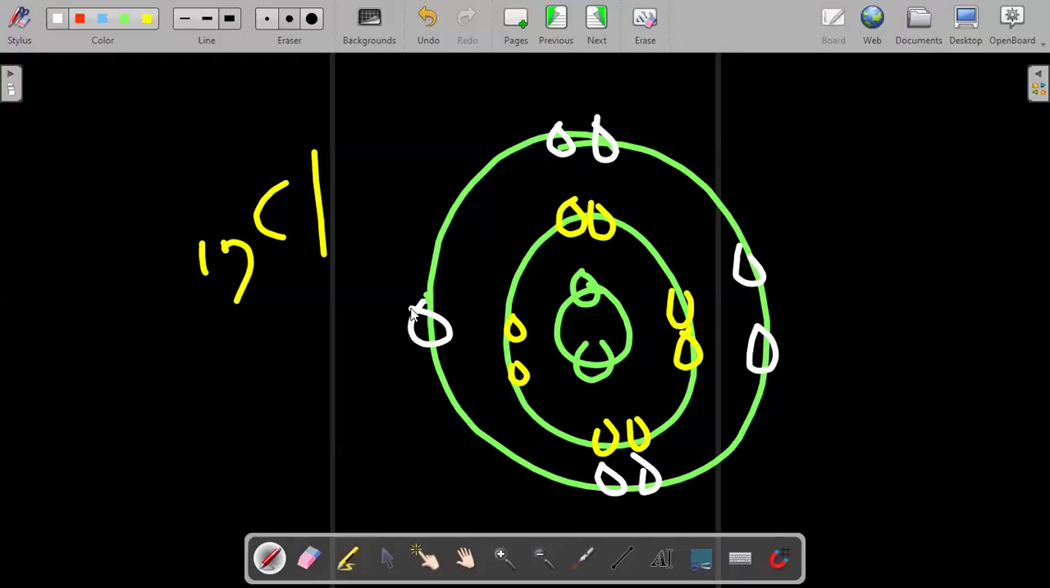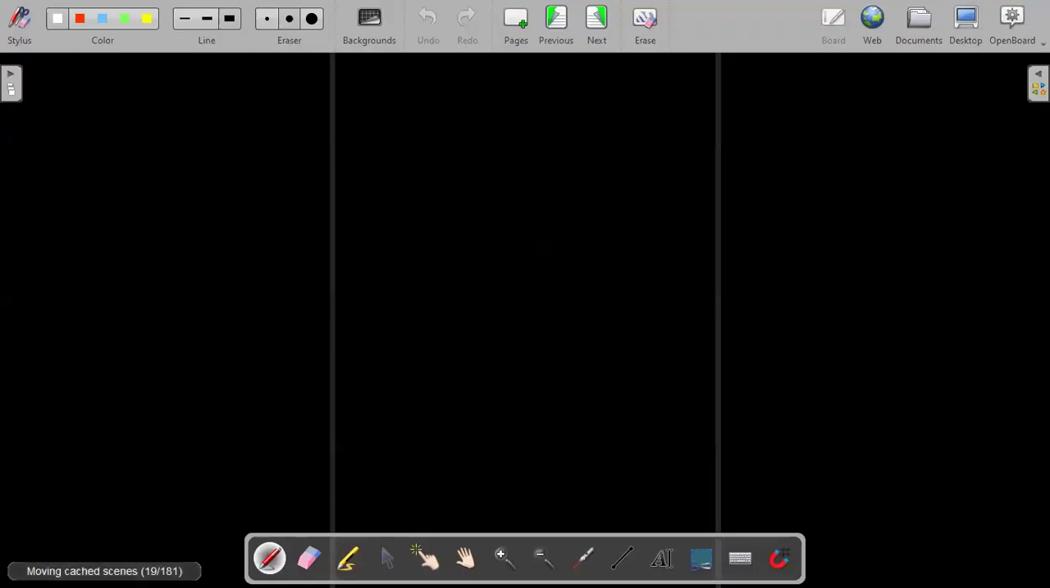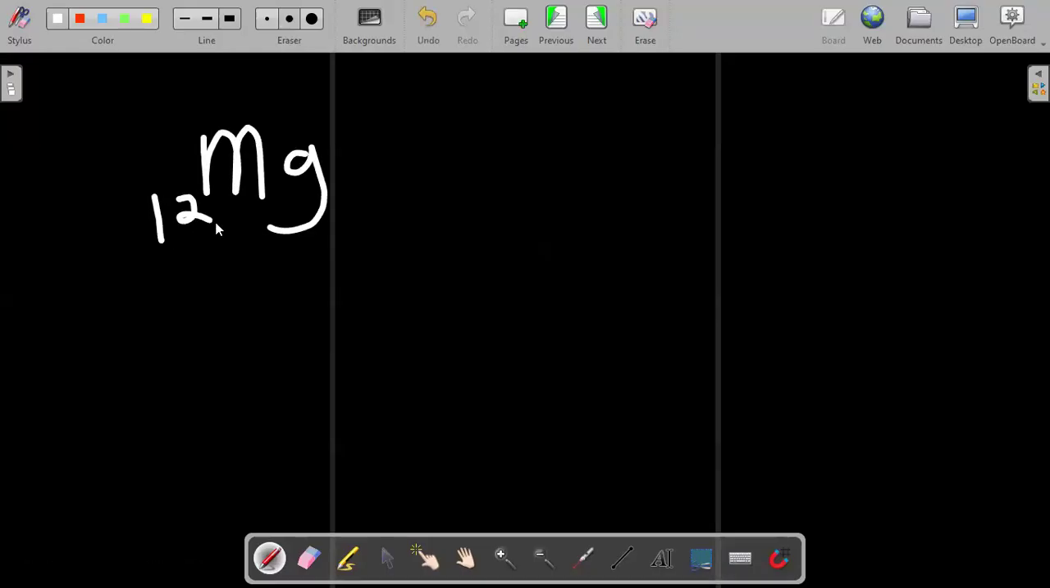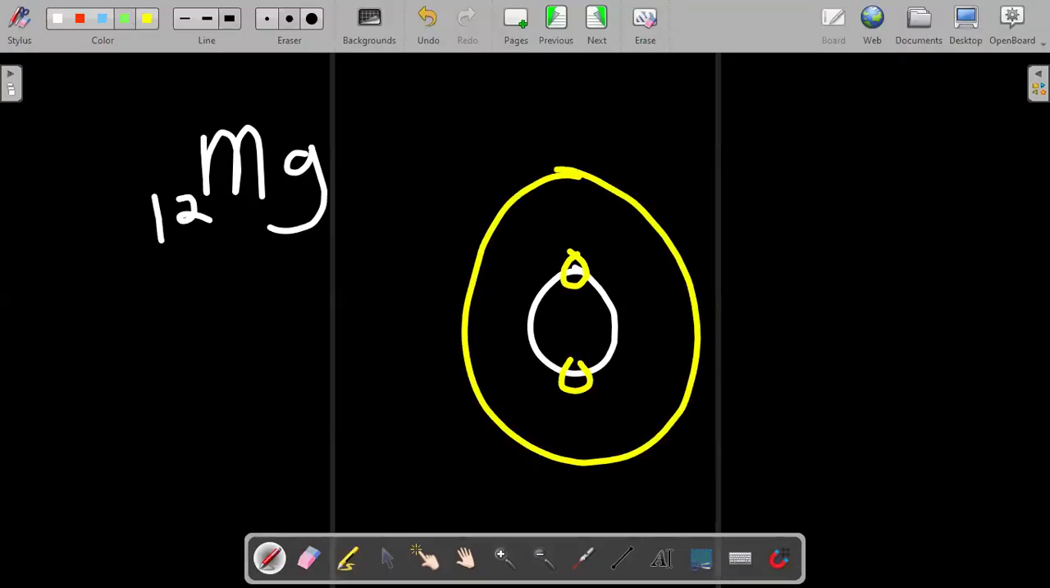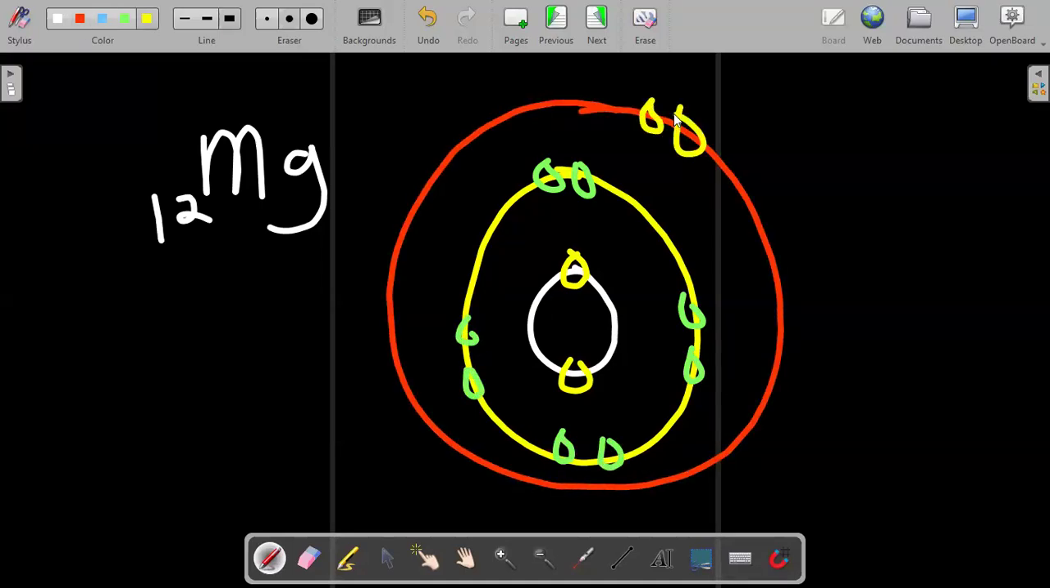It's a non-metal. Let me use magnesium. Magnesium is 12. If I want to arrange this, I will have 2 followed by 8, and the last one will be 2. So how many electrons are there in the outermost shell of magnesium? 2, right? Will you call magnesium a metal or non-metal? Metal. So please take note of this. Anyone that has 1 to 3, we call them metals. From 4 and above, they are non-metals.